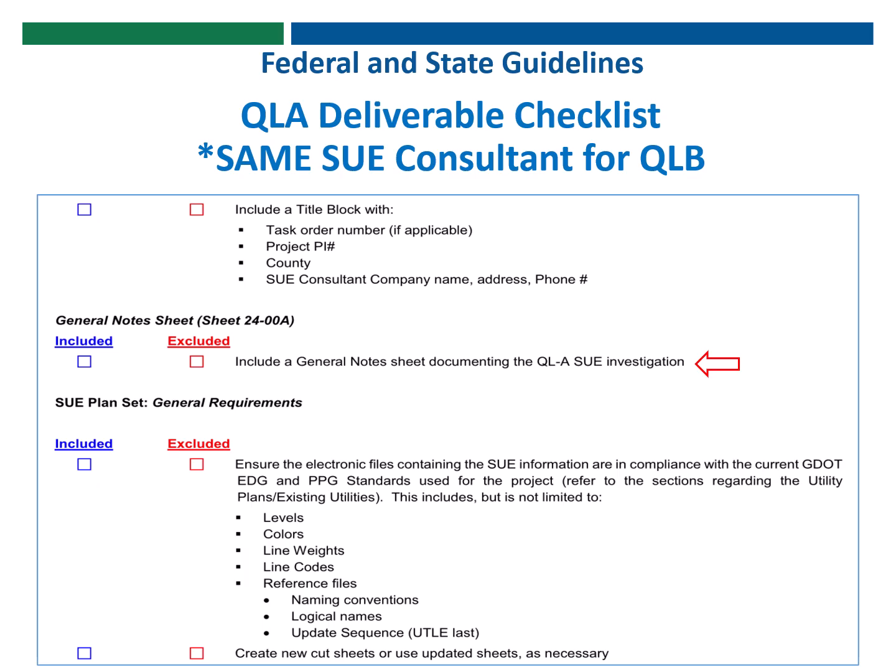In addition, if you've completed the QLB, you will also put a note in the general notes sheet of the plan set. This is usually the 24-000A sheet. You'll need to add a note to that sheet stating when the SUE investigation was complete and who it was completed by.